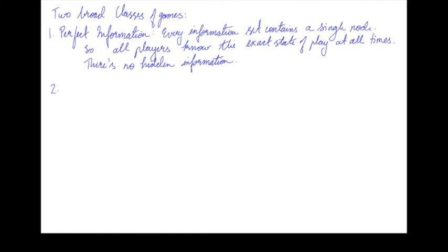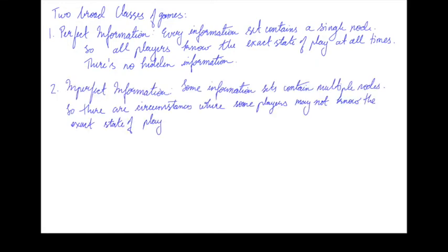The second type of game is the complement of this set of games. They're called imperfect information games because there are going to be some information sets that contain more than one node. So in these types of games, there are going to be some situations where some of the players don't know some stuff. Because there might be some information sets which have more than one node, there are scenarios where a player may not know the exact state of play. So there may be hidden information. I say maybe because it's not necessarily true at all points in the game tree, but in some parts of the game tree, there would be hidden information.